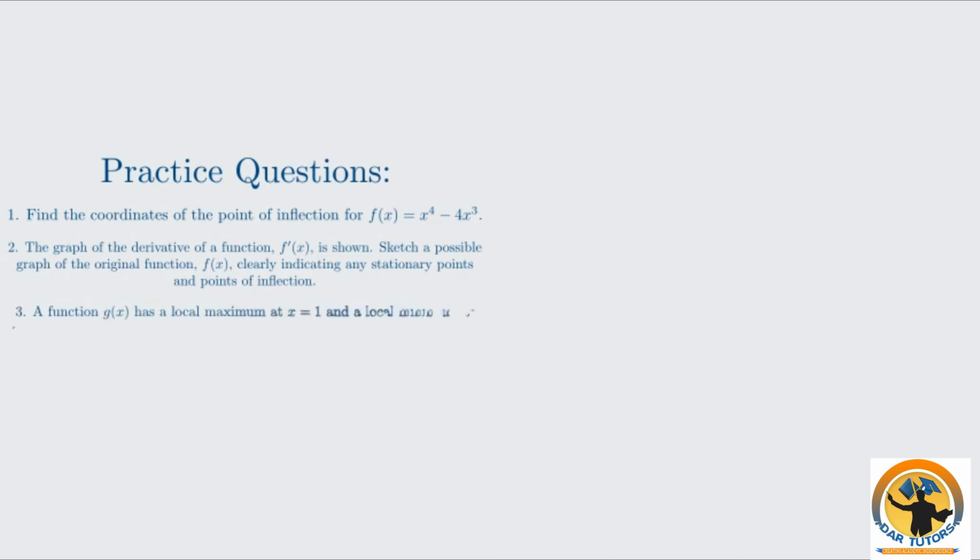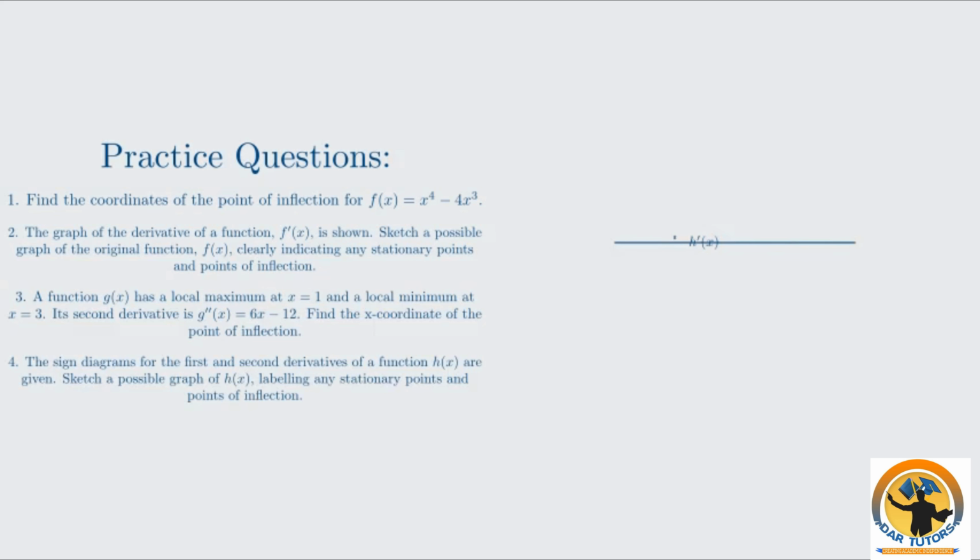Question 3. A function g of x has a local maximum at x equals 1 and a local minimum at x equals 3. Its second derivative is g double prime of x equals 6x minus 12. Find the x-coordinate of the point of inflection.